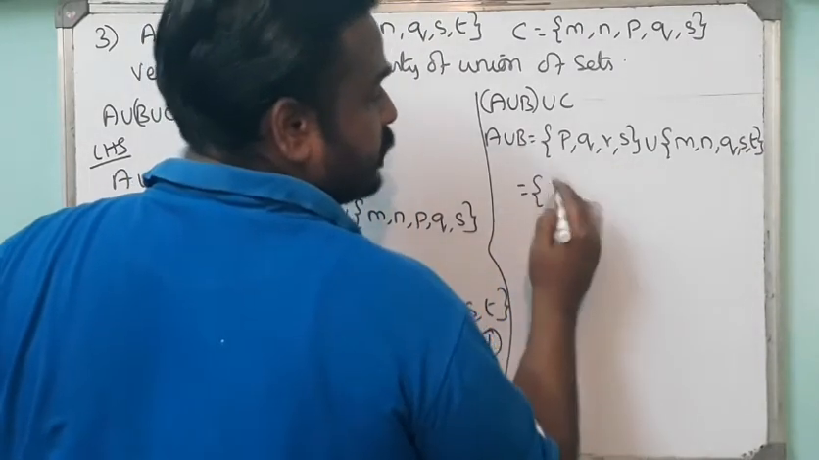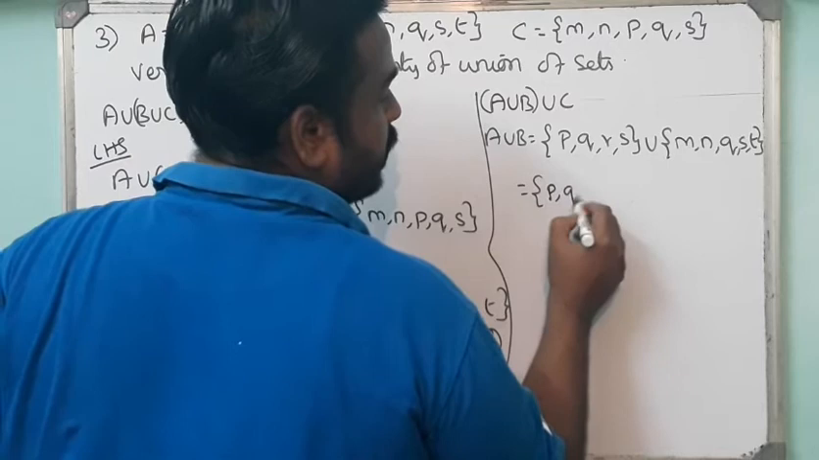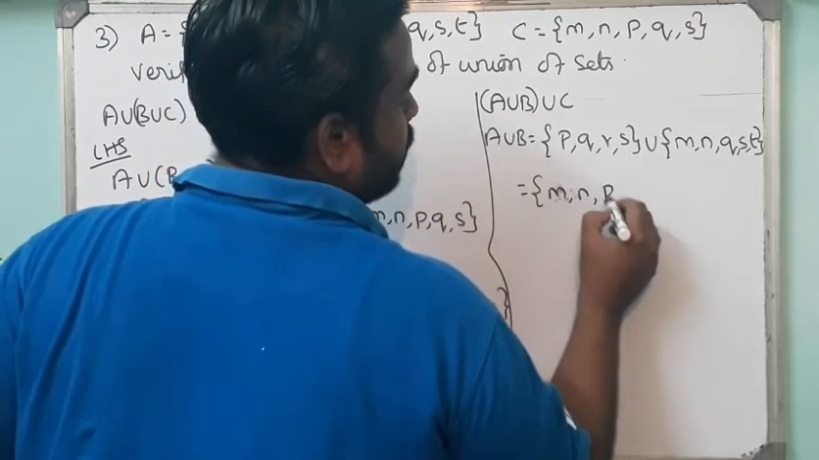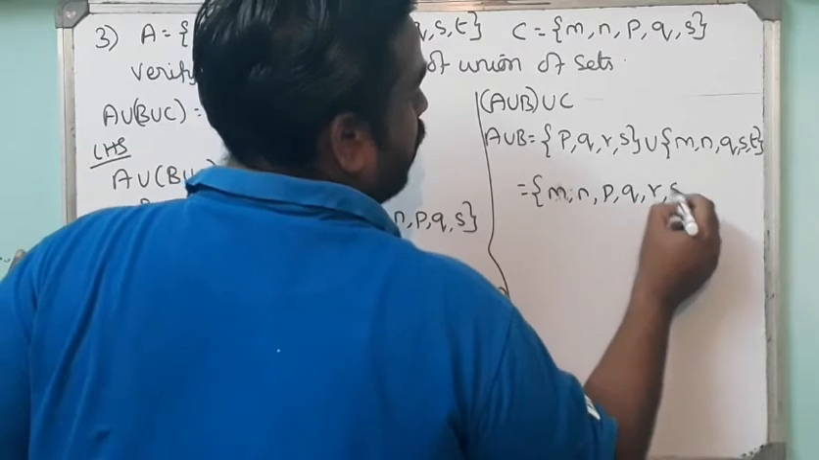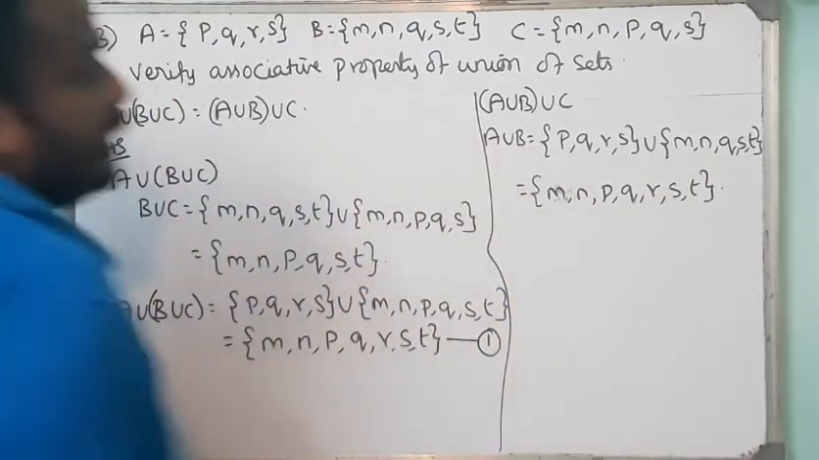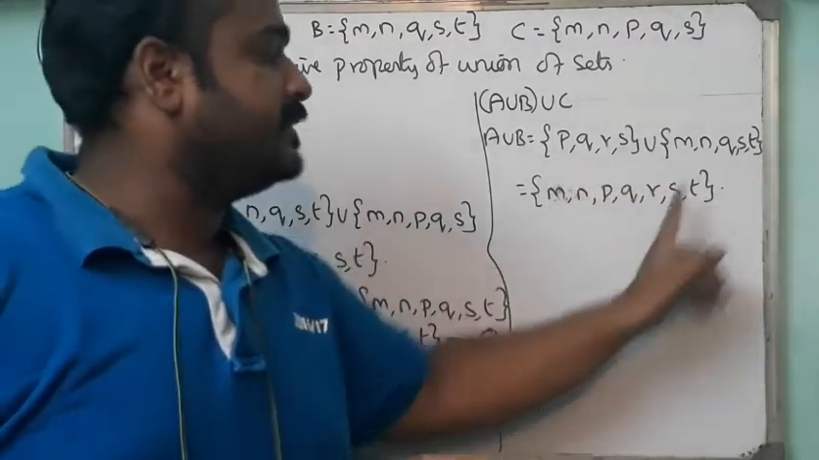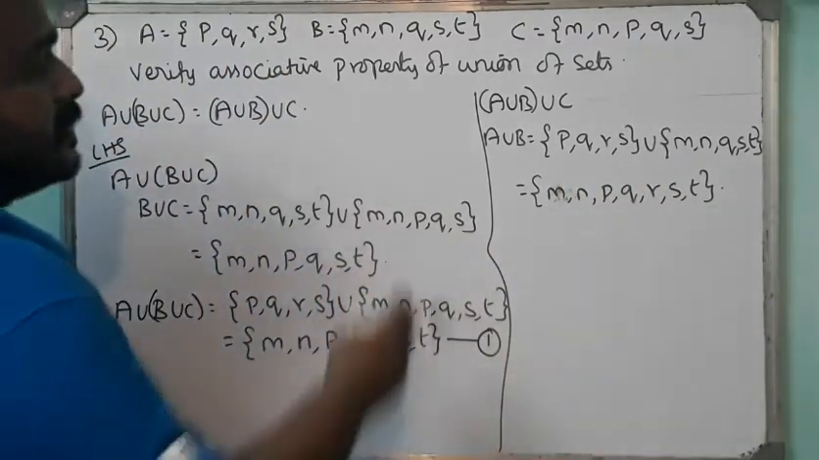For both of them, you just put the union. P Q, you can even put M N in the beginning. M N P Q R S T. M is written once, N is written once, P Q R S T, all the elements are written. So this is A union B.